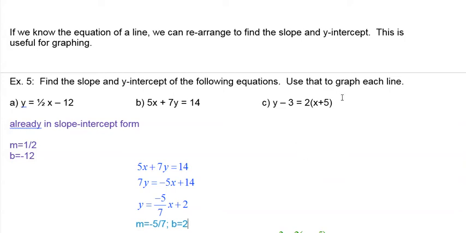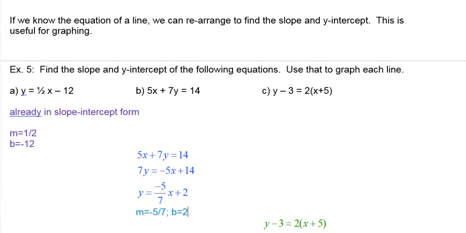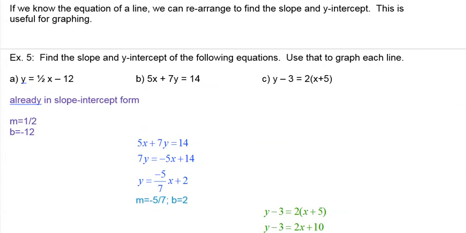Third one's also not in slope-intercept form. If you look closely, you can figure out which form this one's in. We've got y minus a number equals a number times x minus a number, so y minus y1 equals m times x minus x1. So this is in point-slope form. Again, the y is not alone. Not only that, we have some brackets. So first step is going to be to get rid of those brackets. So multiply the 2 through, and we get 2x plus 10 on the right-hand side.